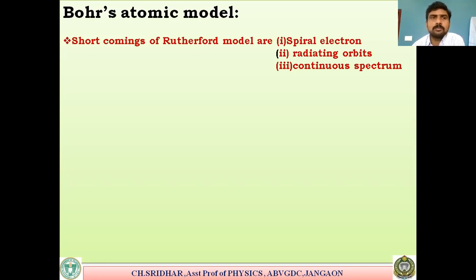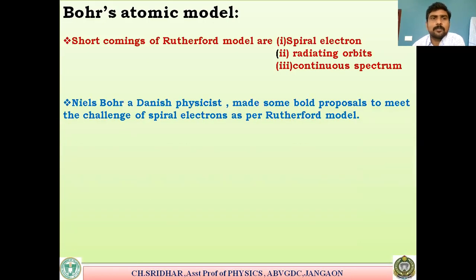To overcome the shortcomings of the Rutherford model, Bohr came forward. Niels Bohr, a Danish physicist, made some bold proposals to meet the challenge of spiral electrons as per the Rutherford model.